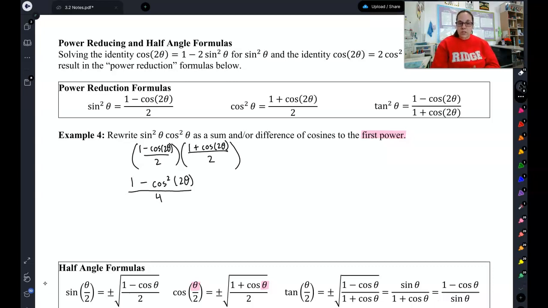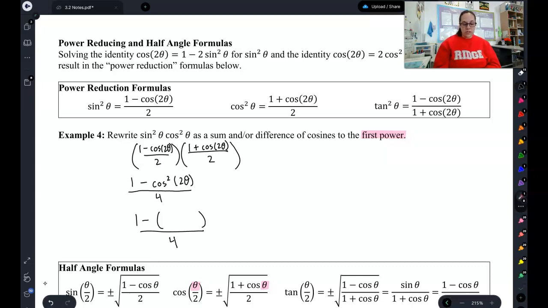However, the instructions in this problem said to bring them to cosines to the first power. This still is not a cosine to the first power. This is a cosine squared. So here's what I'm going to do. I'm going to use the cosine squared formula again, but this time I'm putting 2 theta here.